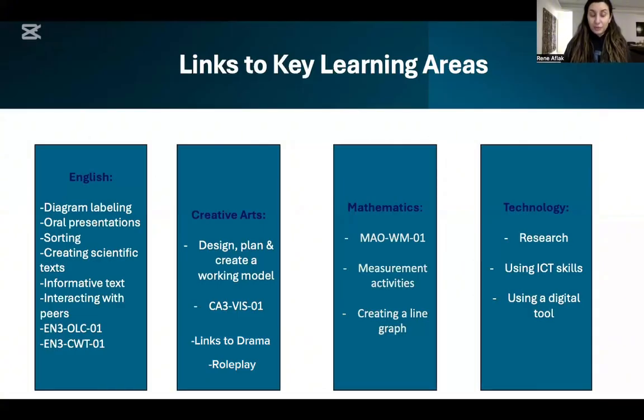Creative art links include design, plan, and create a working model. And the outcome CA3 VIS01 was used. The mathematical links include working mathematically, measurement activities, and creating a line graph. Links to technology include research using ICT skills and using a digital tool.